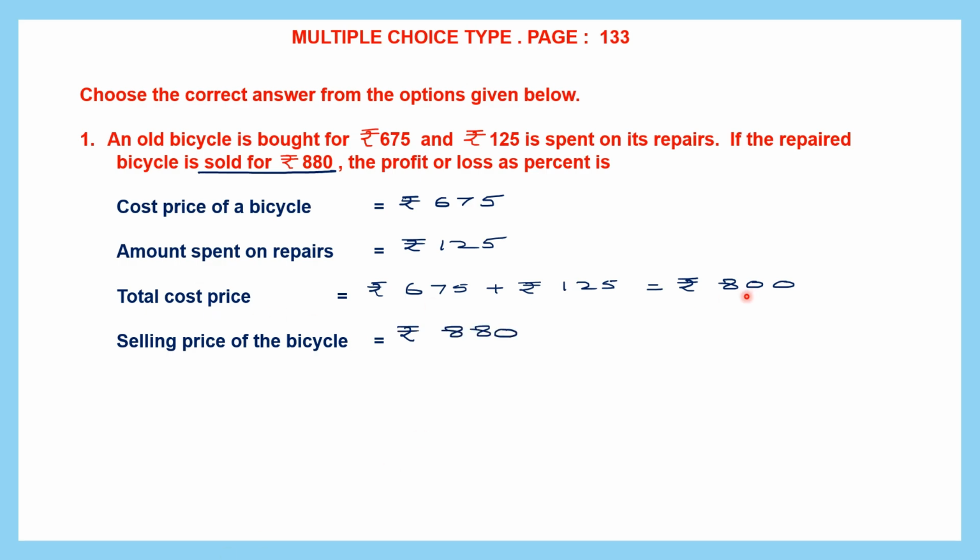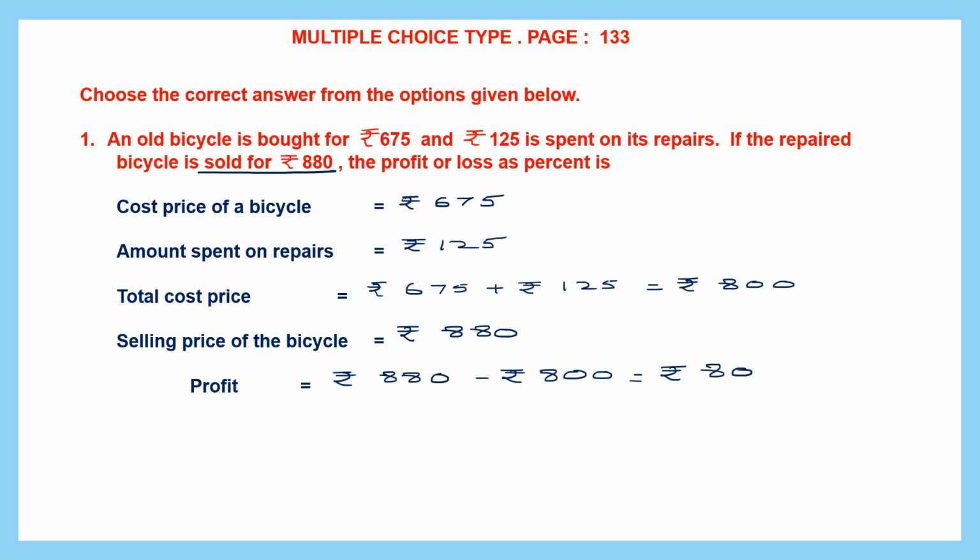So the cost price is 800 rupees. Selling price is 880 rupees. So when the selling price is more than the cost price, a profit has been made. So what is the profit? How do we find the profit? By subtracting selling price minus cost price. So that will be 880 rupees minus 800 rupees. And the profit, when you minus these two, is 80 rupees. So there has been a profit of 80 rupees.